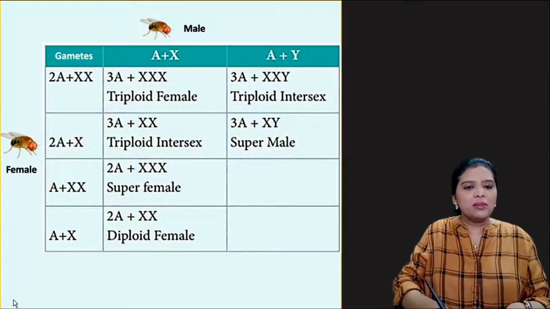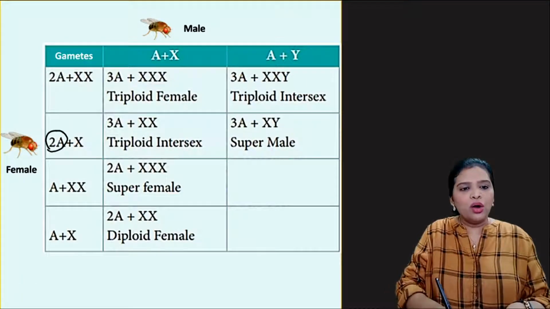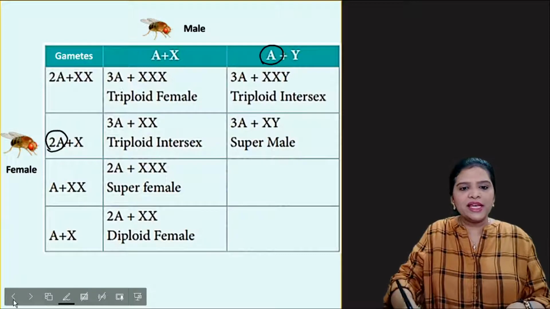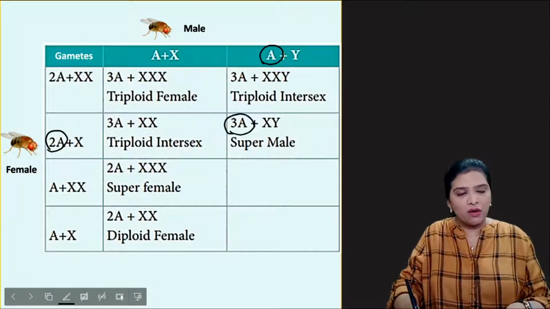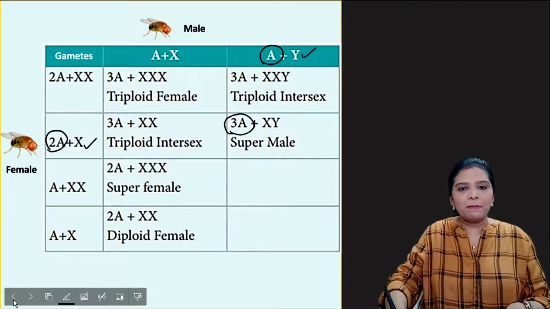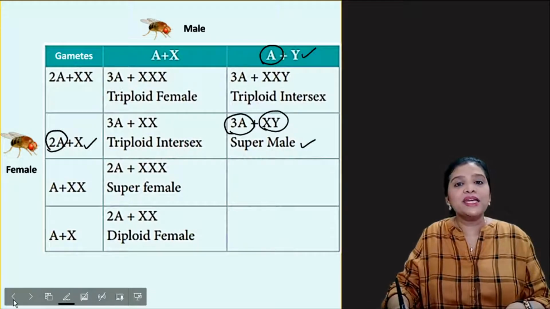This we call a triploid intersex. And the next combination, 2 autosomes of the female and 1 autosome of the male give 3 autosomes in the offspring. Similarly, the X and Y combine and produce XY. This will be a super male.